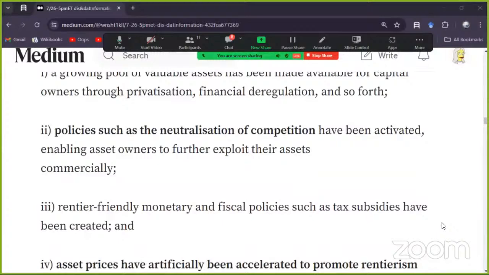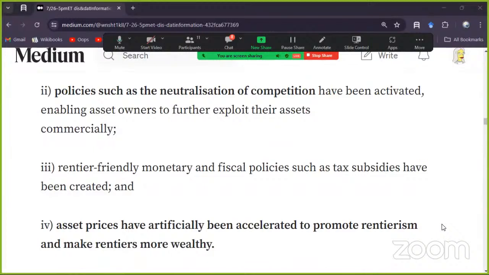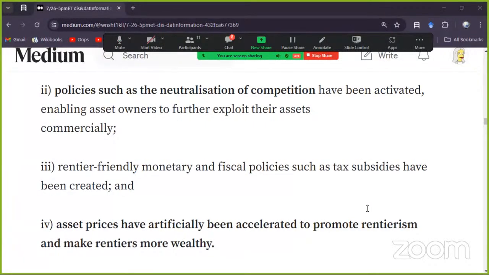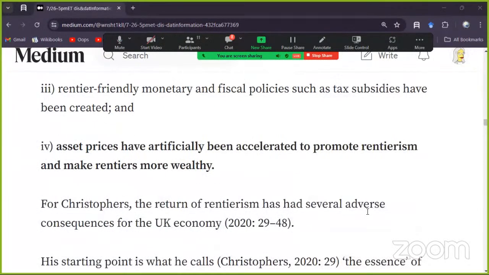Number 3, rentier-friendly monetary and fiscal policies such as tax subsidies have been created. The simple tax subsidy is, of course, to just cut them. And trillions of dollars have driven our economy in a very bad direction, and we're only managing to get by. And if you vote the wrong way in November, it'll get worse, with all due respect. Number 4, asset prices have artificially been accelerated to promote rentierism and make rentiers more wealthy.